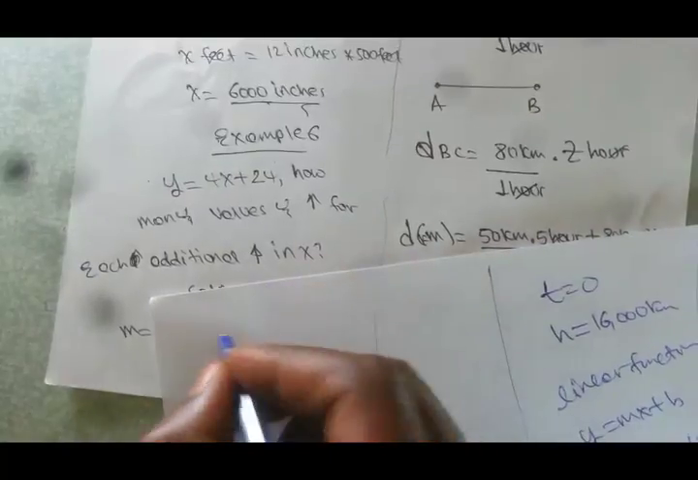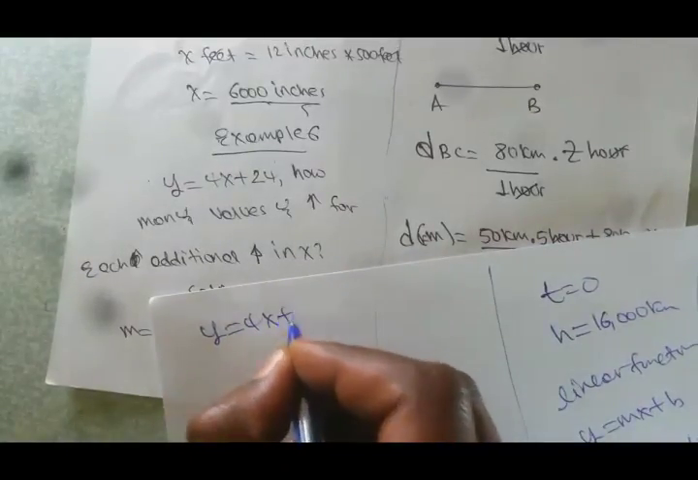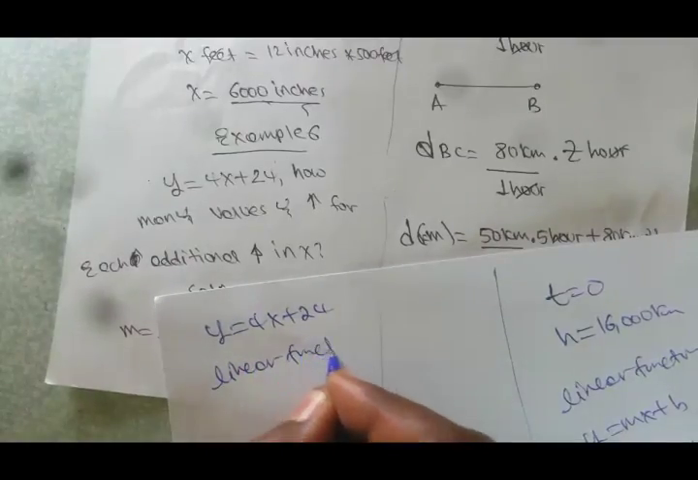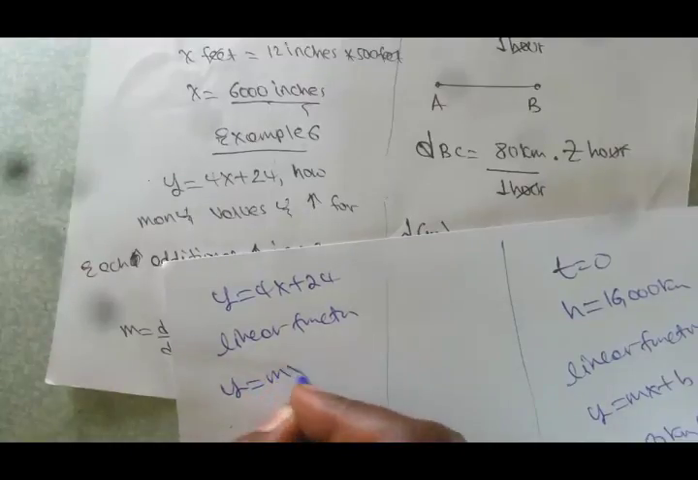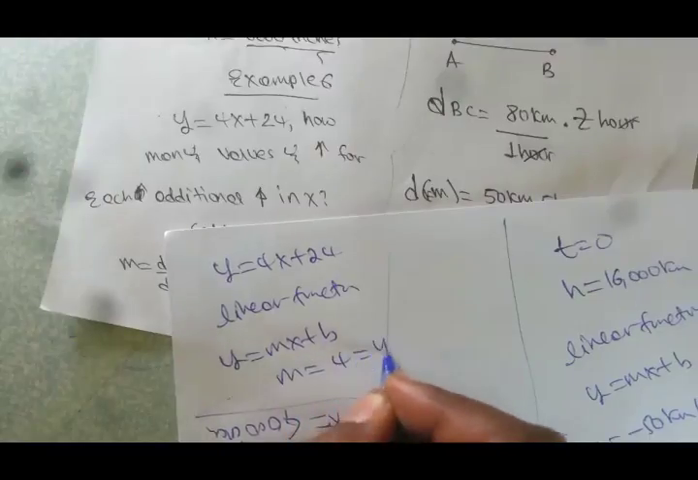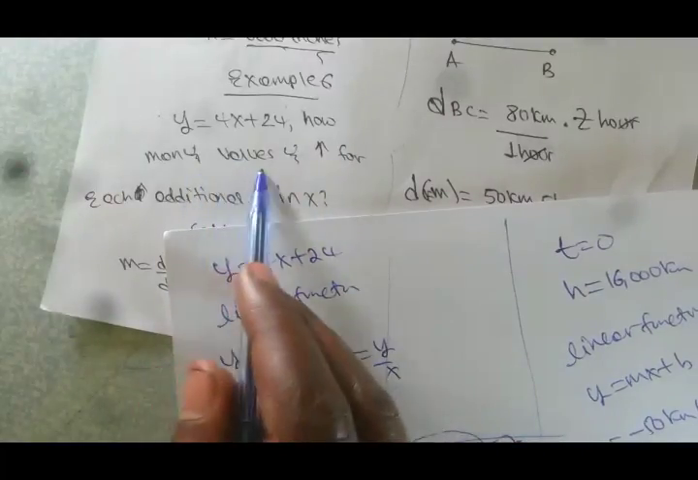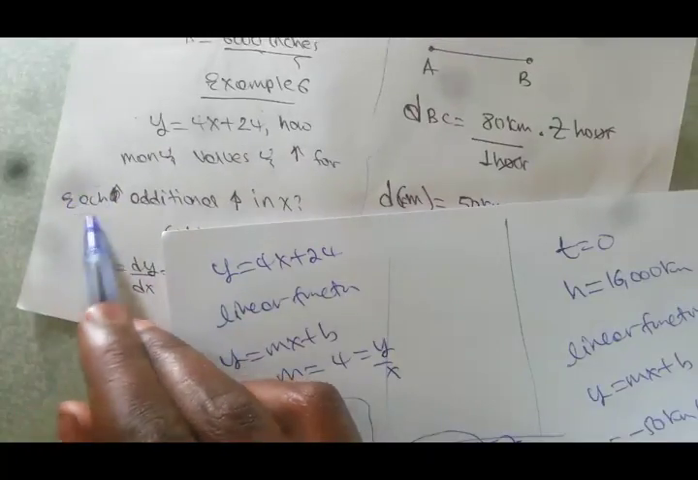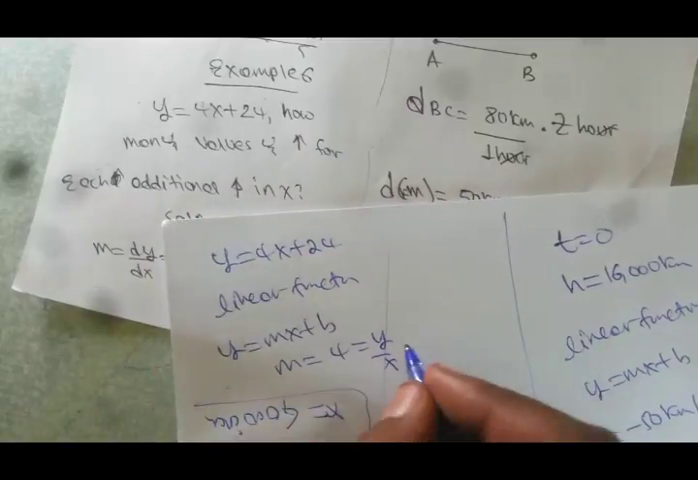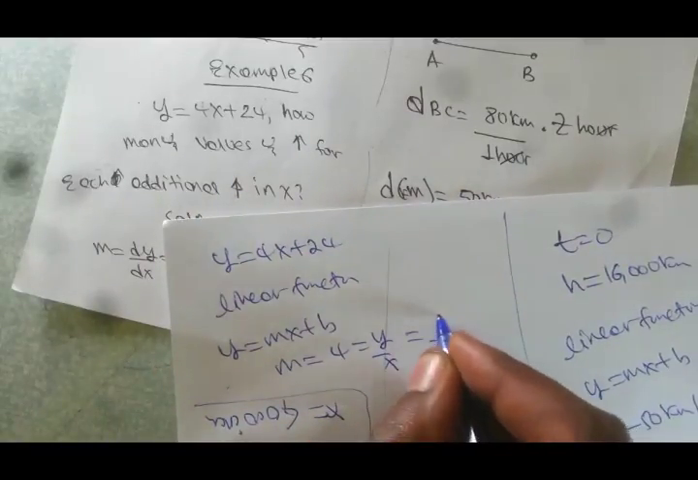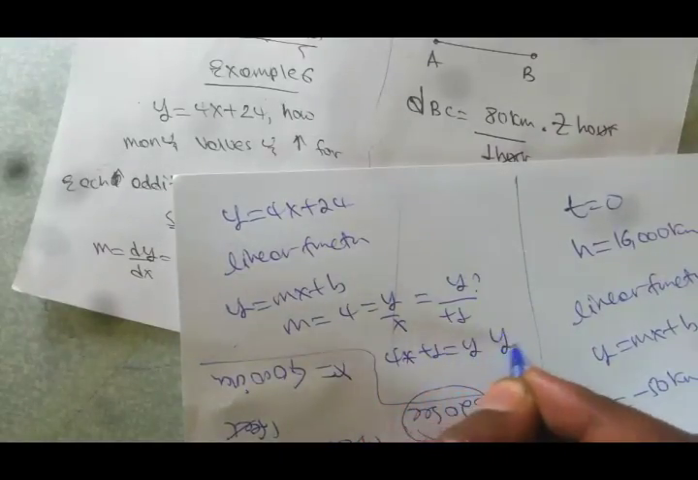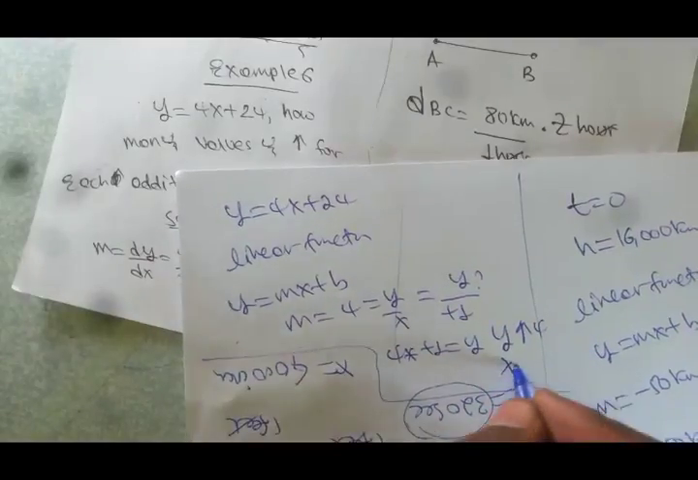And example 6 is given by y is equal to 4x plus 24. Therefore, this is a linear function because it is written in the form y is equal to mx plus b. Therefore, the value of m is 4. This is equal to y over x. By how much does the value of y increase for each x? Whenever you find "each", it refers to the x value. Each x increased by 1. Therefore, when x increases by 1, the value of y will be 4 times 1 plus 24. Therefore, y will increase by 4 for each x increased by 1.